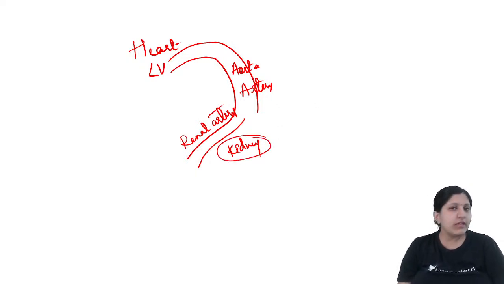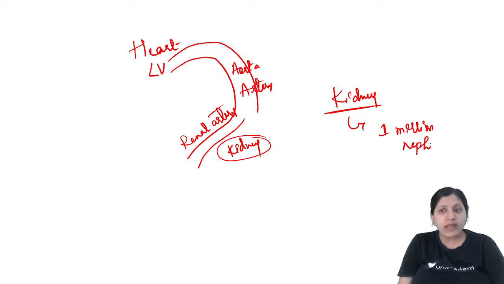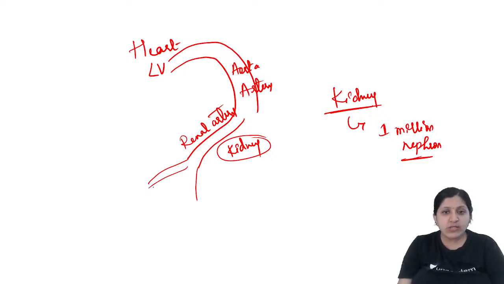So now here the kidney is there. What will happen? This renal artery has to divide, because each kidney has about 1 million nephrons. So 1 million nephrons are there in each kidney. For that, this renal artery has to divide to form the arteriole. There is an arteriole formation now. So this is one arteriole.